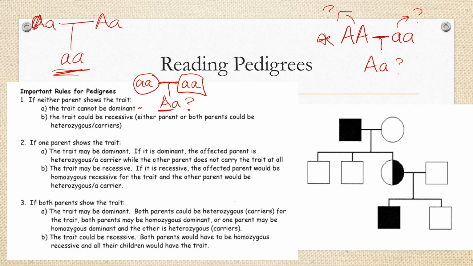This is where one parent also shows the trait, excuse me. And if both parents show the trait, it can be dominant, but you would also have to look at their parents. If their parents don't have the trait, it can't be dominant because of this rule here. If neither parent has the trait, it cannot be dominant.